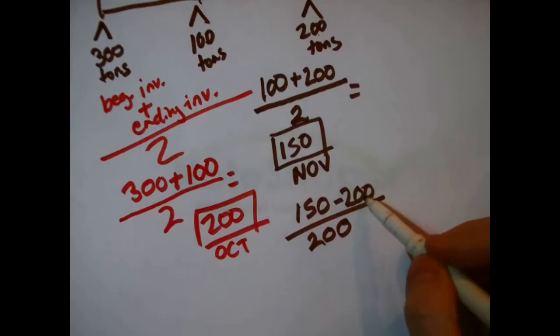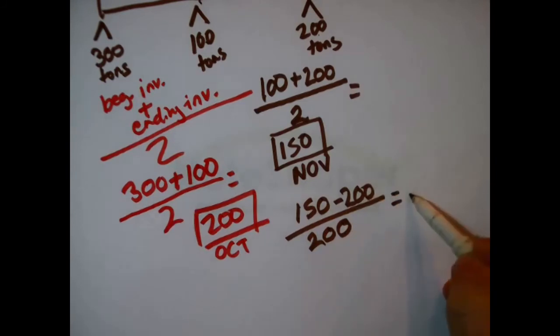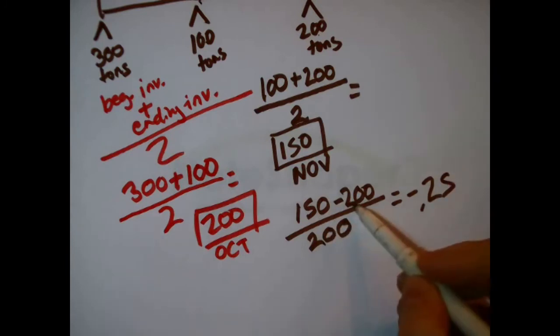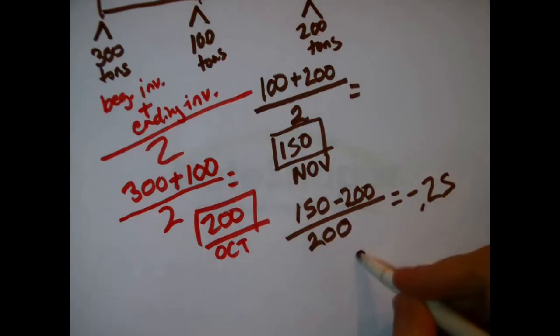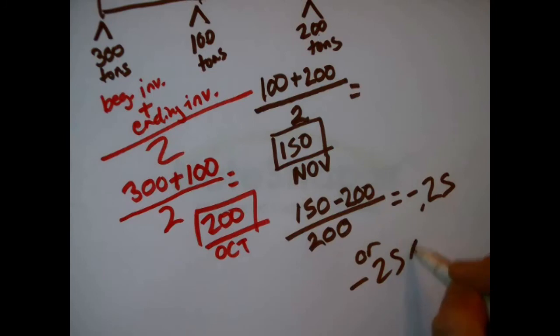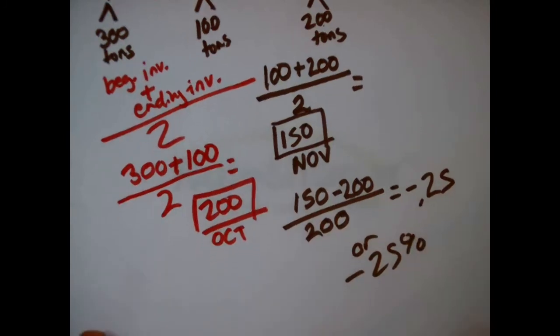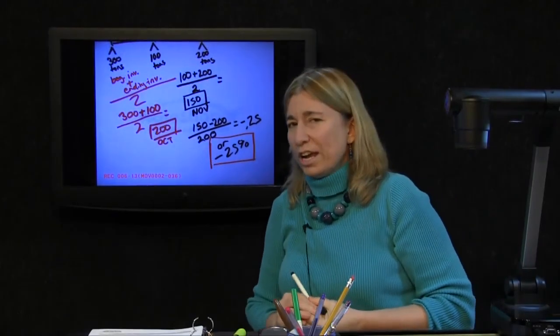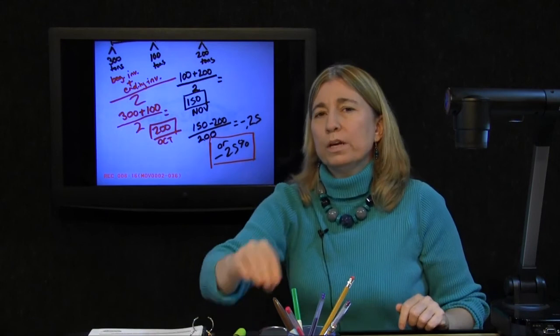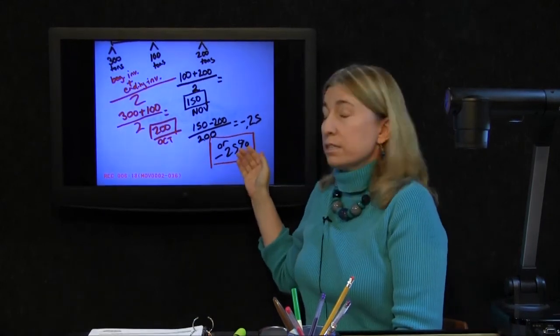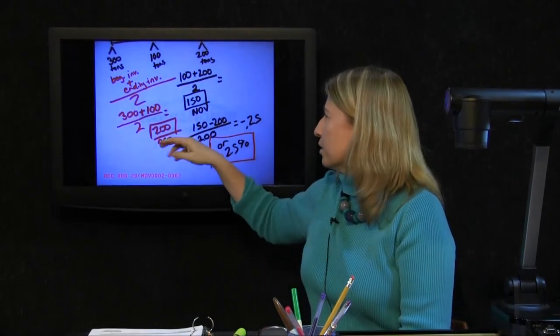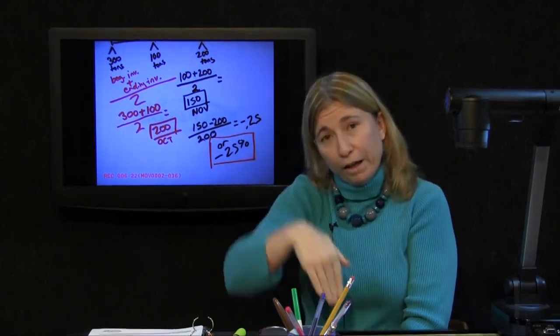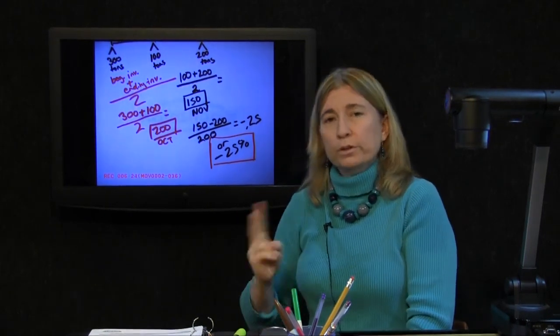Newer minus older divided by older, negative 0.25, right? Because that's a negative 50, that's a 200 here, or negative 25%. That's the actual answer to the problem, because that is the percent change in average inventory between October and November. It's a negative number because, right, average inventory fell. It went down between those 2 months.